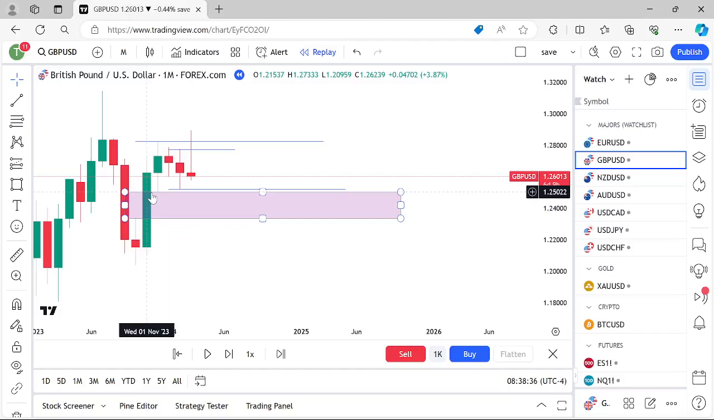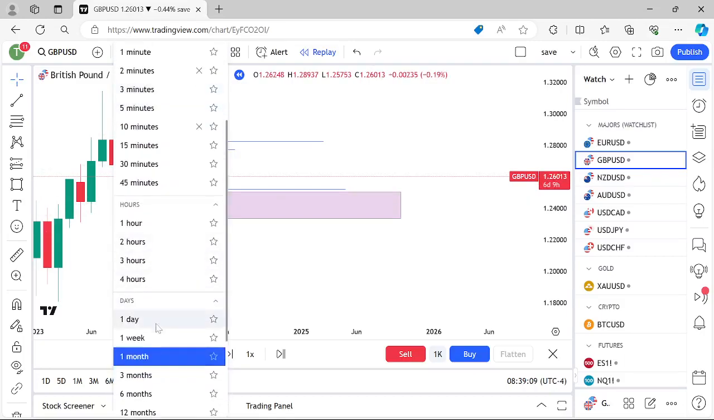Price is going to want to seek that next key liquidity pool. It's going to want to seek it. There it is. Why would it move higher? It's already taken this out. Why would it move higher? It's already taken out this sheer amount of buy side. It's going to want to seek sell side. It's going to want to seek that inefficiency. But let's go down to the weekly chart now.